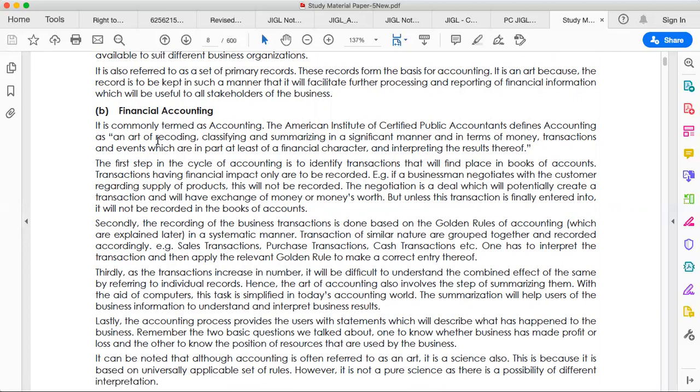He also started with it is an art of recording transactions. CP also started with the art of recording transactions, but they extended it as classifying, summarizing in a significant manner and in terms of money, transactions, and events which are part at least of a financial character, and interpreting the results thereof. Like getting how your balance sheet is strong or not, whether it is loss making or profit making.